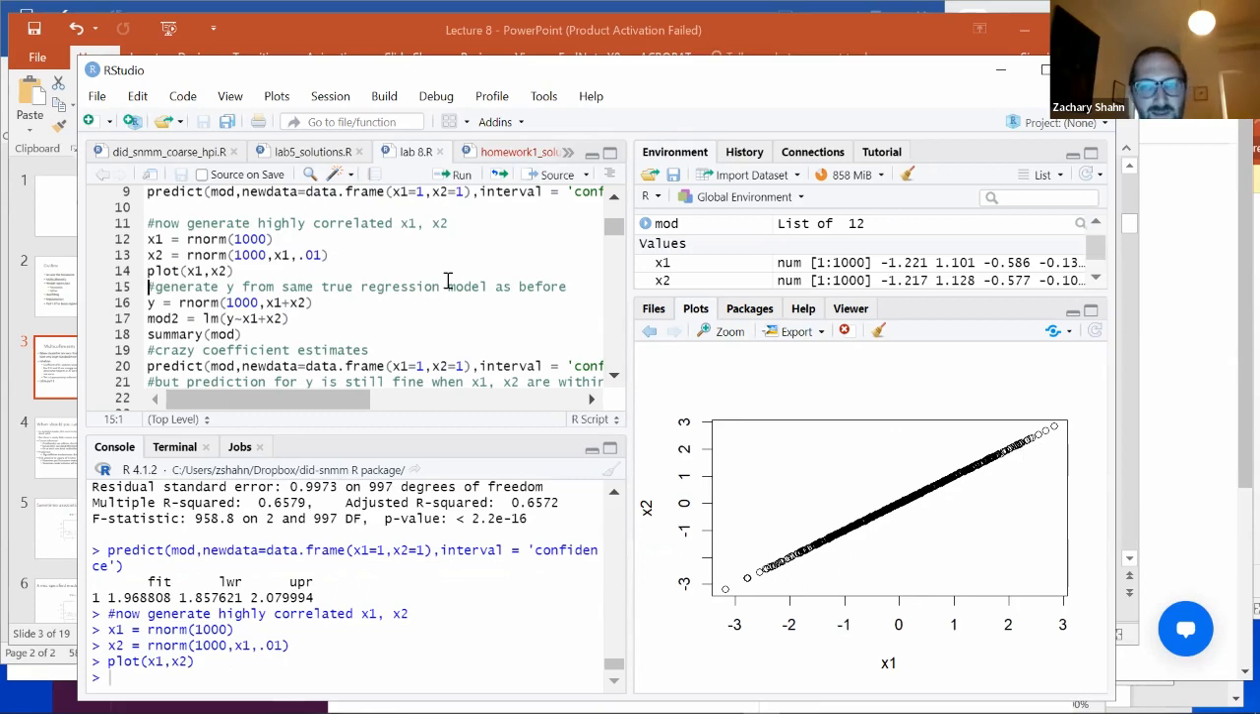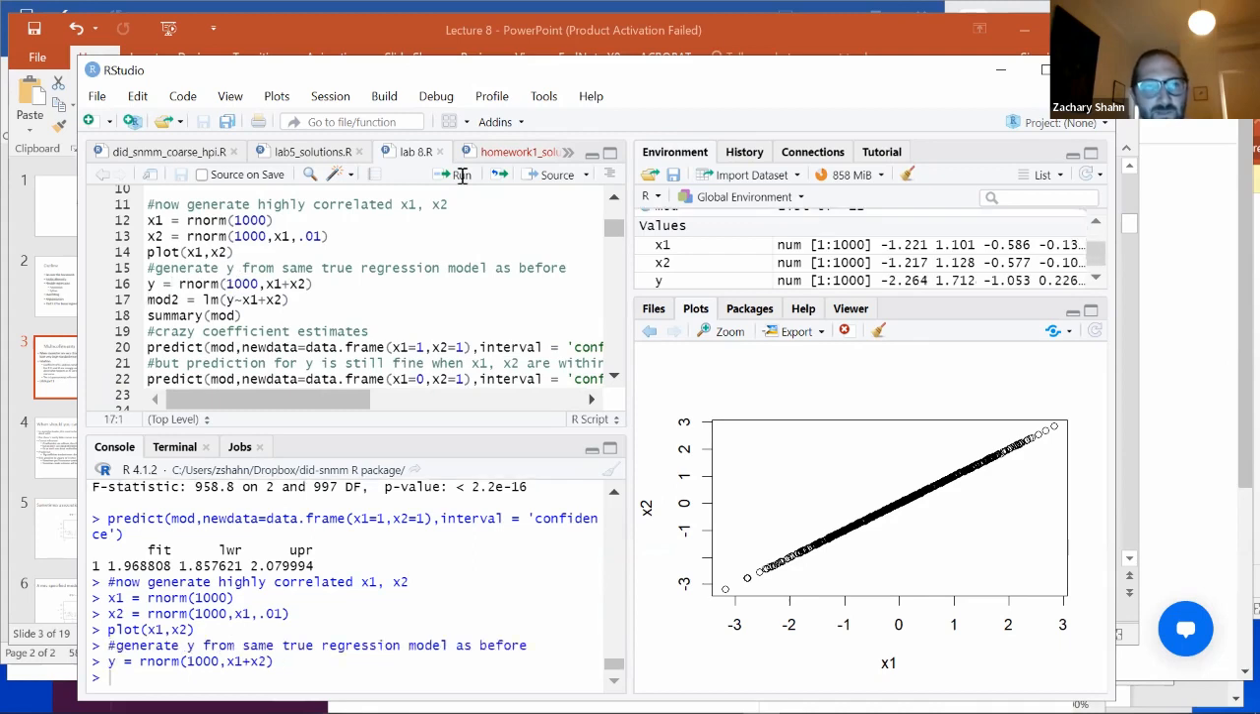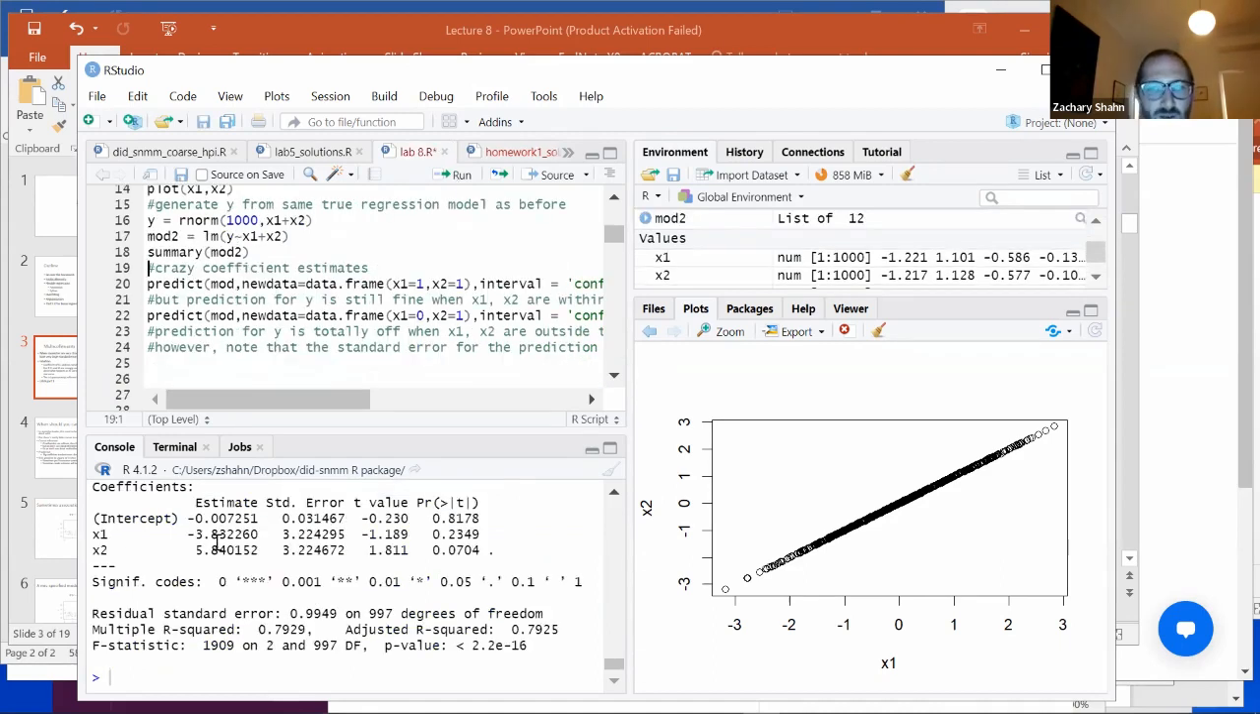So they're highly collinear. So now we can again generate y from the same regression model as before as a function of x1 and x2. And we can fit a regression model for y given x1 and x2, just like before. So instead of 1 and 1 with standard errors of 0.03, it says one is -4, the other is 6, and there are these standard errors of around 3. So it totally breaks. It's very uncertain about both of the coefficients.